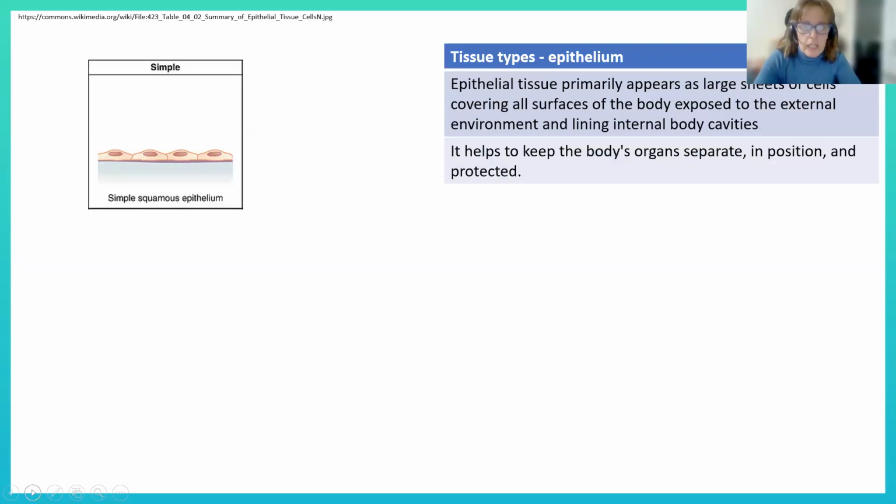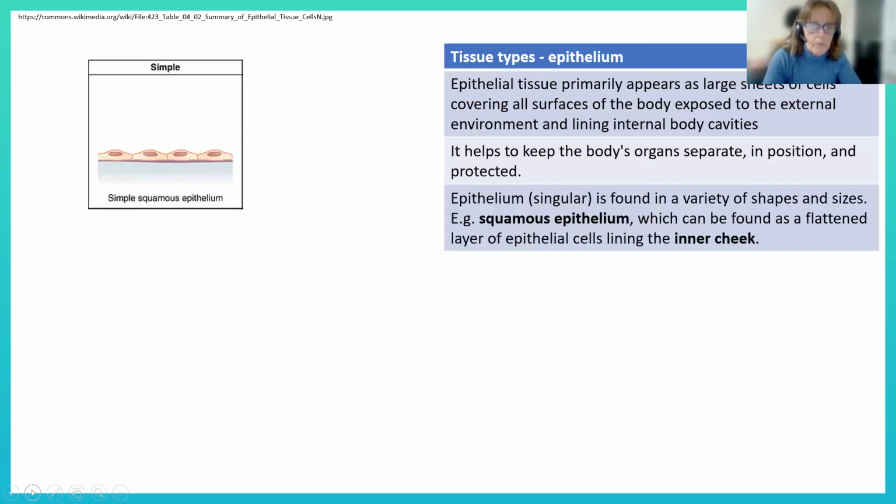And what it does internally is it helps to keep your organs separate from each other, because they can and do actually stick together in people. Obviously, that's not something that should happen, but it does happen, and when people are not well, your organs can stick together. So these epithelial tissues help keep the organs separate, and they help to keep them in position as well, and also provide some level of protection for them. So epithelium is the singular word.